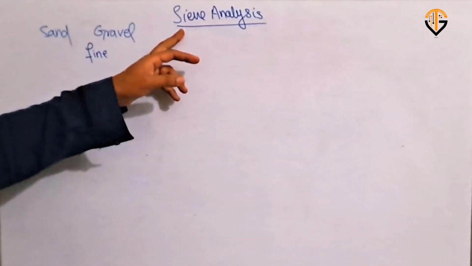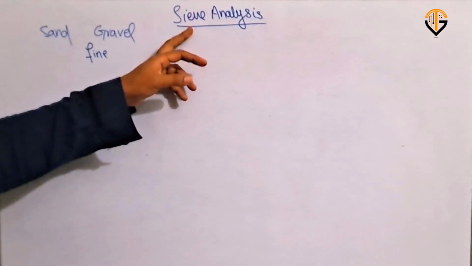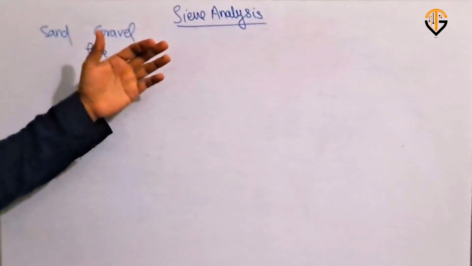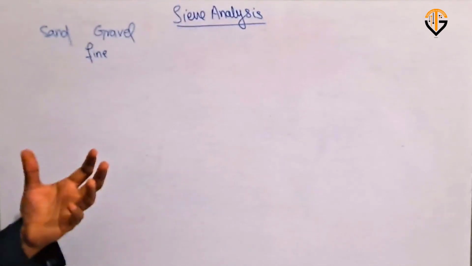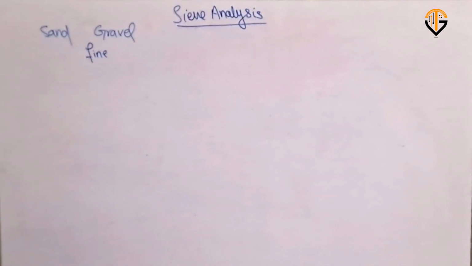As the name indicates, it consists of some sieves which contain different openings of different diameters. Whenever a soil passes through a certain sieve of certain diameter, it means the soil has particles with diameter less than the diameter of the sieve.